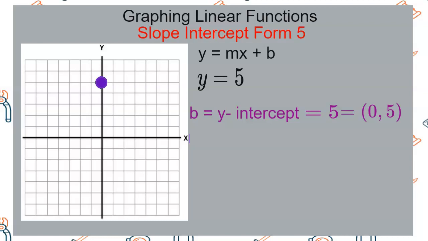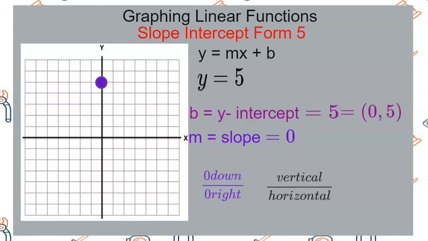Since we don't have a term with an x, our slope is 0, so that means we go 0 down, 0 right. So how would we find other points on this line?